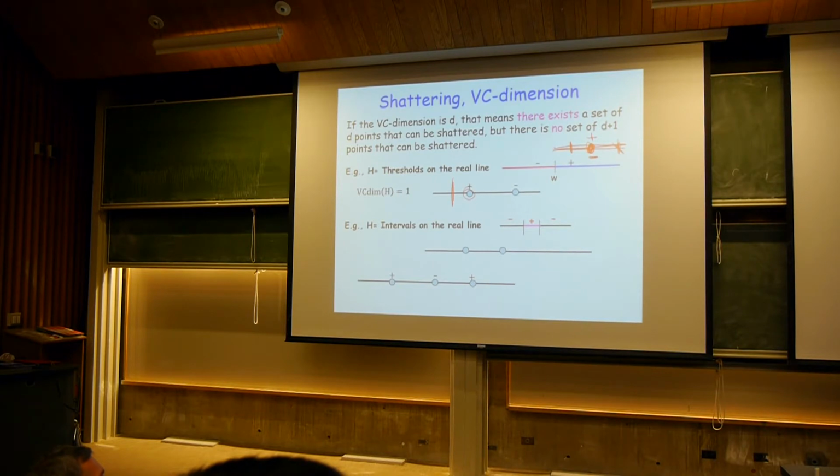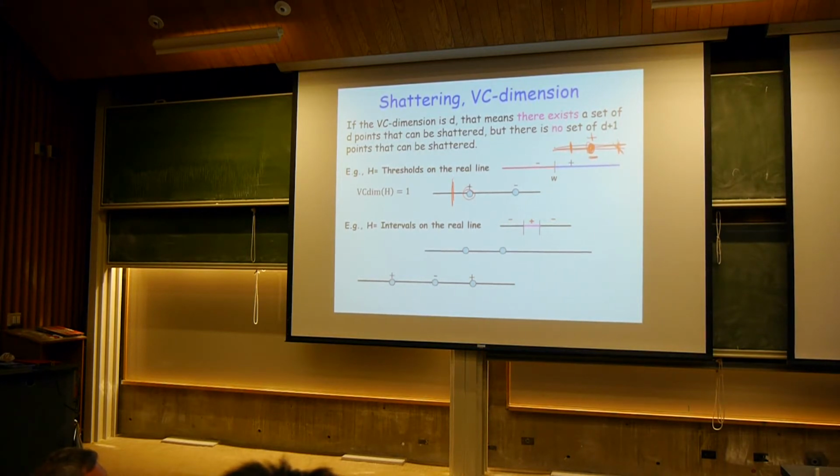To get the labeling plus plus on these points, where do I put my endpoints? What interval would I label plus? If I put the interval here, obviously I can get plus plus. If I want this one minus and this one plus, I can just put the interval here, and the other way around. And if I want minus minus, I can just put it here.